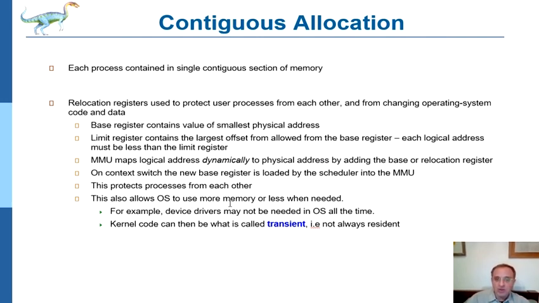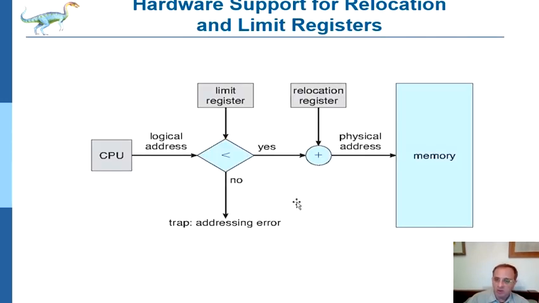This allows the operating system to use more memory or less when needed, because I can change it theoretically. If there's all of a sudden a need for more memory, I might be able to change the values or even move the program from one place to another if I'm going to do swapping. For example, device drivers may not be needed in the operating system all the time. The kernel code can then be what is called transient, i.e. not always resident. In other words, the parts of the operating system that are not being used I can keep on disk, and when I need them, I can create space for them. And that's this diagram that I talked about.